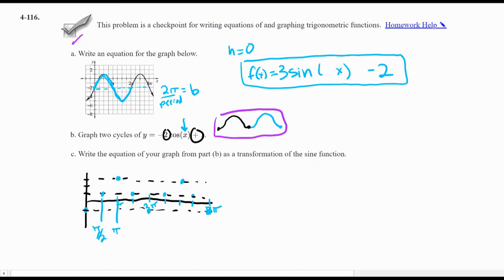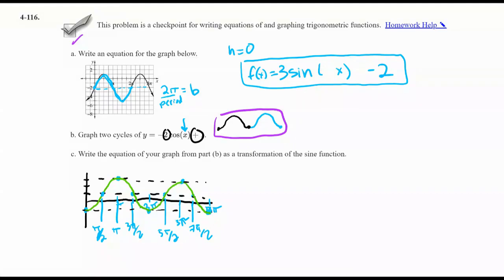So that means each time I'm going up pi over 2. So pi over 2, 2 pi over 2, 3 pi over 2, 4 pi over 2, which is 2 pi, 5 pi over 2, 6 pi over 2, which is the same as 3 pi, 7 pi over 2, and then 8 pi over 2, which is just 4 pi. It's getting a little messy here, but I'm going to go ahead and sketch my graph. There's my first cycle, and there's my second cycle.